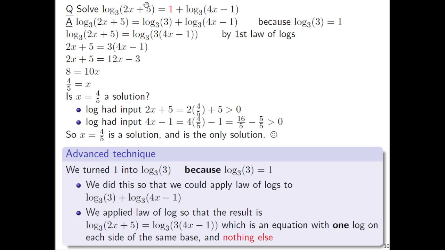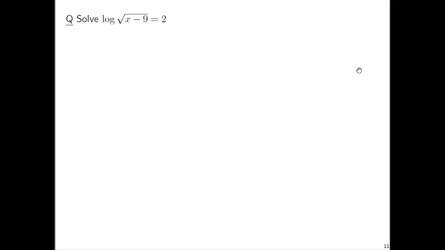So this is advanced. This 1 was a problem, and three steps ahead, we're going to use this thing where there's a single logarithm on each side of the same base and nothing else. But we had quite a number of things to do to get there. We turned the 1 into log base 3 of 3, we applied the first law of logarithms, and then we had a single log of the same base on each side. So this is a really advanced technique.